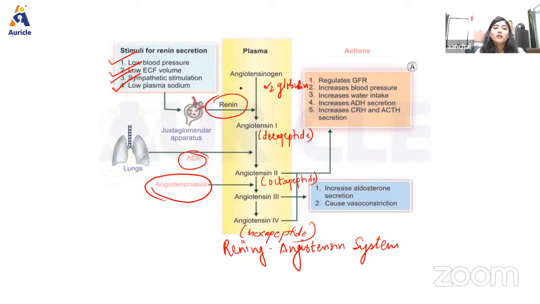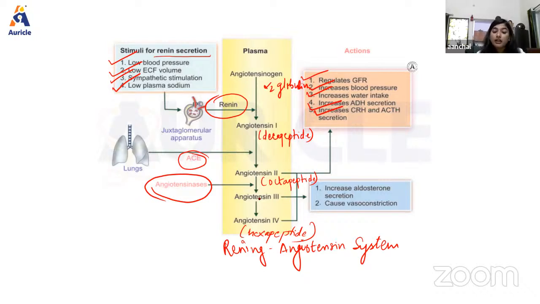As we have discussed, whenever there is low blood pressure, low ECF, sympathetic stimulation, or low plasma sodium, there will be secretion of renin, meaning something should happen so that all these things get back to normal. In this mechanism, angiotensin 2 is responsible for the regulation of GFR, increasing the blood pressure back to normal, increasing water intake, increasing ADH secretion, and increasing CRH and ACTH secretions, so that all the things which got very low will increase and become normal, right?